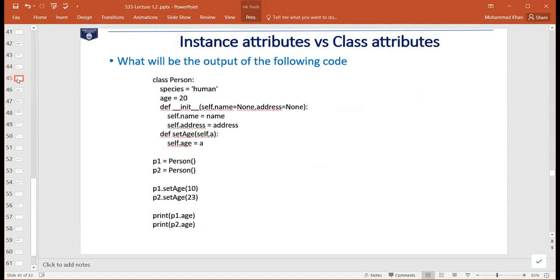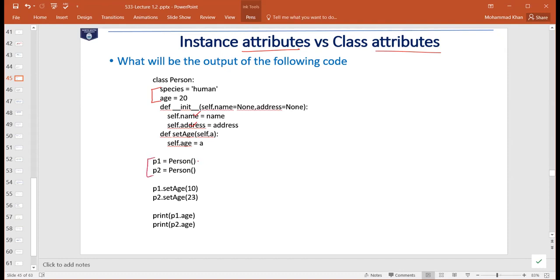So classes can declare either instance attributes or variables, or class attributes or variables. For example, here we are declaring two class variables and two instance variables. Now we can check there is a small code here.